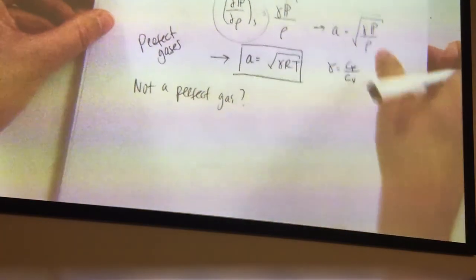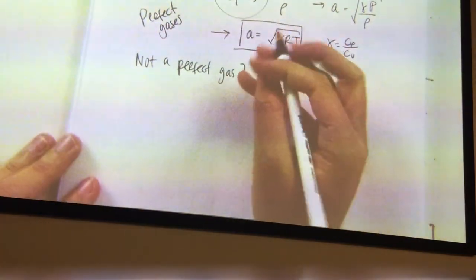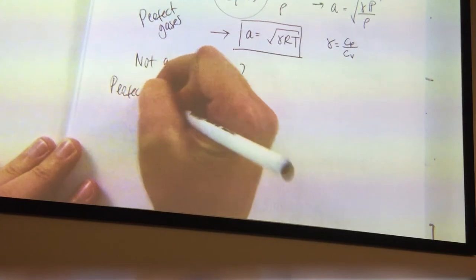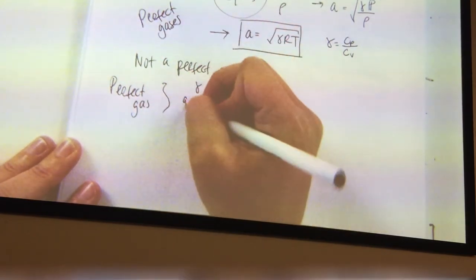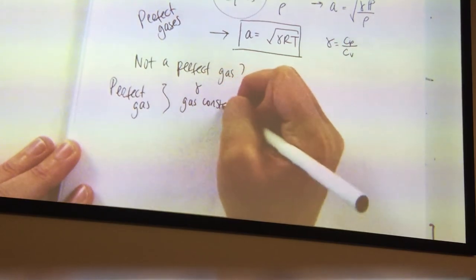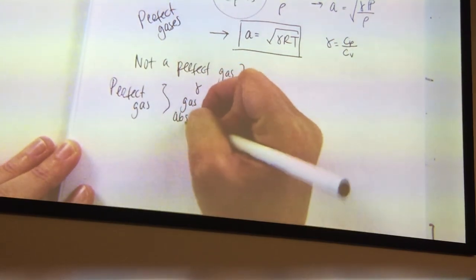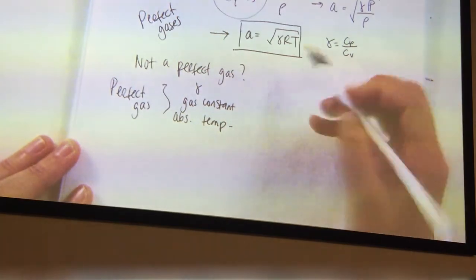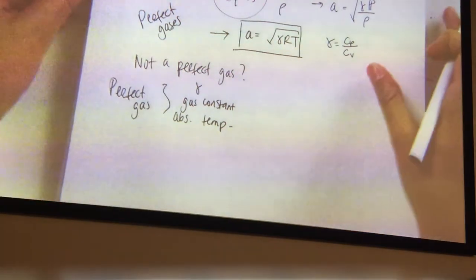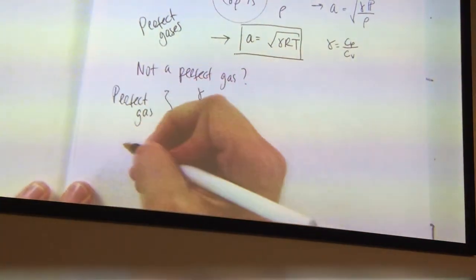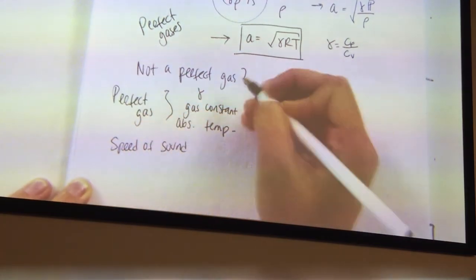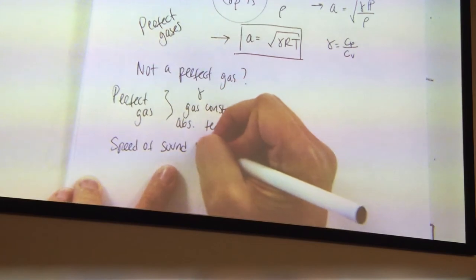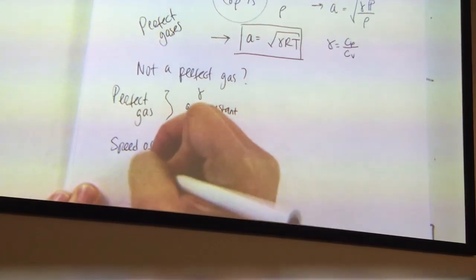So first of all, for a perfect gas, like we were saying, we have gamma, we have the gas constant, and we have the absolute temperature. And we see them directly from the equation in here. Now also we can see here, because of this equation, that the speed of sound is larger for hotter and lighter gases.